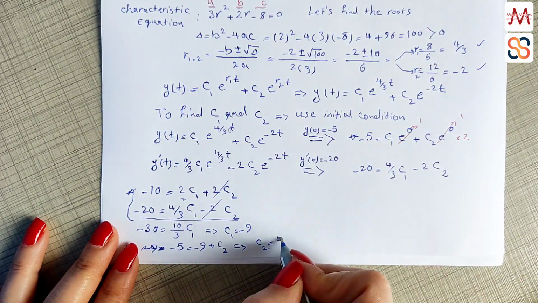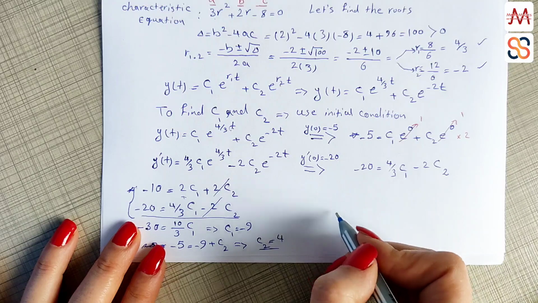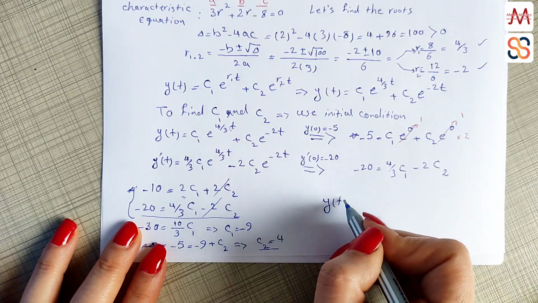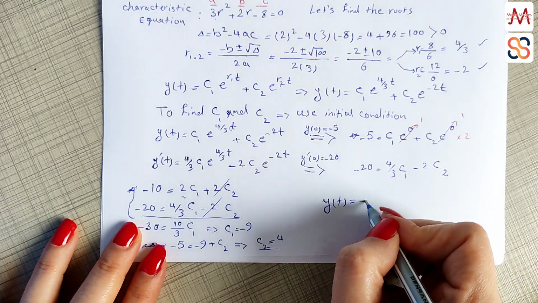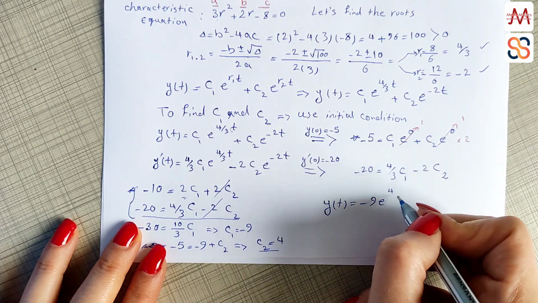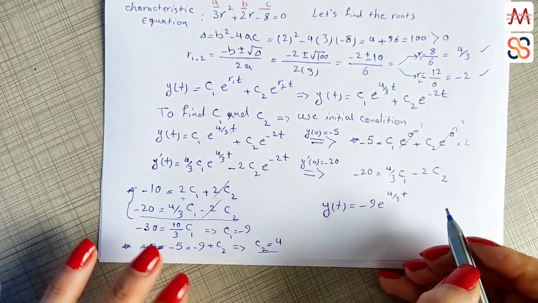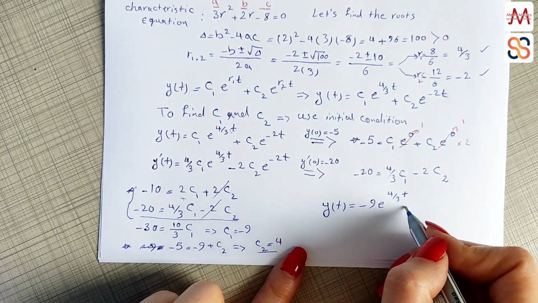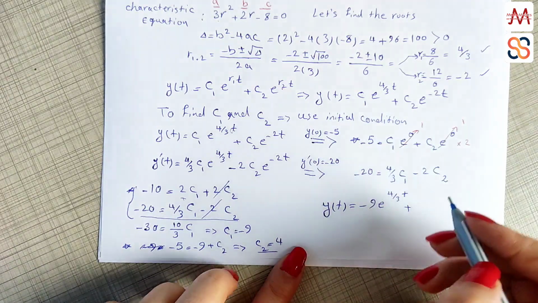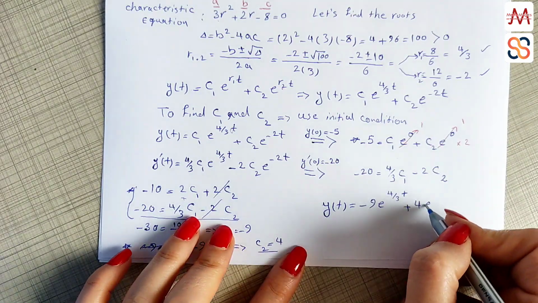After solution, we could find c1 and c2. c1 is going to be minus 9 and c2 is positive 4. Therefore, the actual solution to the differential equation is in this form. The problem is solved.